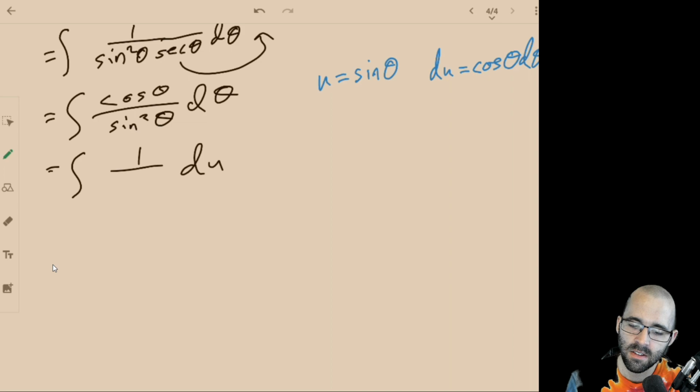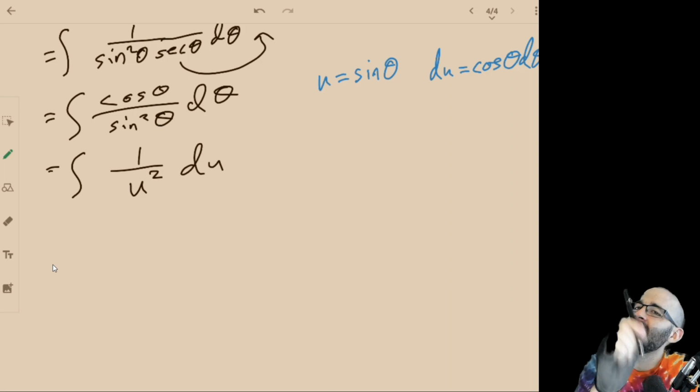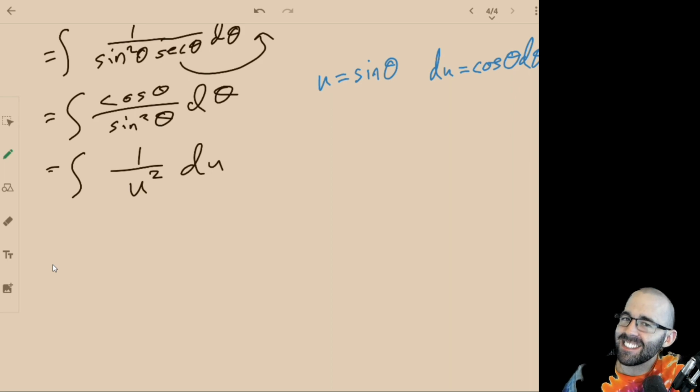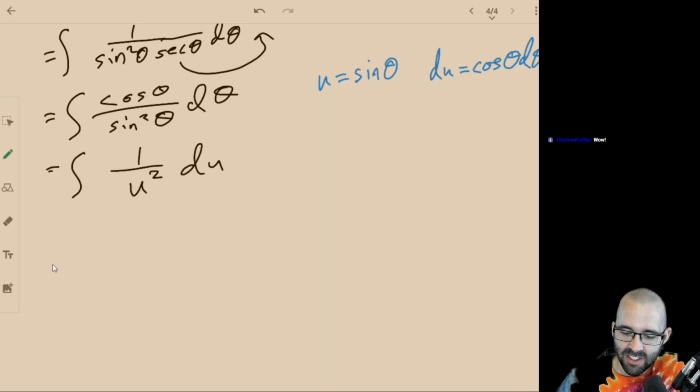Sine squared. Oh, I said sine squared was u. I was wrong. Sine of theta is u, so sine squared of theta is going to be u squared. And whoa, look at that. That's an integral that you know how to do. I can guarantee that if I were speaking to an actual Calc 2 class at this point in the semester, you know what to do. This is just the power rule, the most basic integral we did at the very beginning of the semester. We're just going to power rule it up.